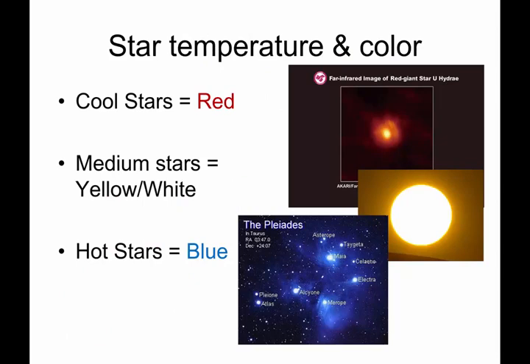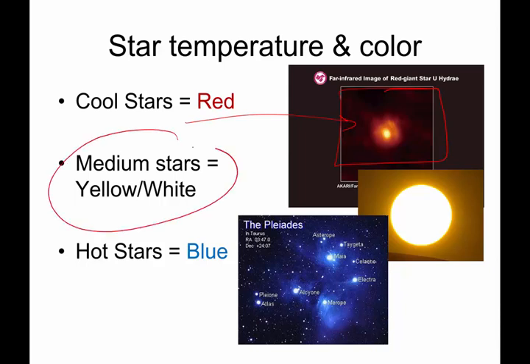So here are some examples. This happens to be a red giant star. Red giants are in the end stages of life of a star, and they tend to be red. They're big, cold stars. Medium stars like our sun are in the yellow and white area. And if you get hot stars, well, they're going to look blue.